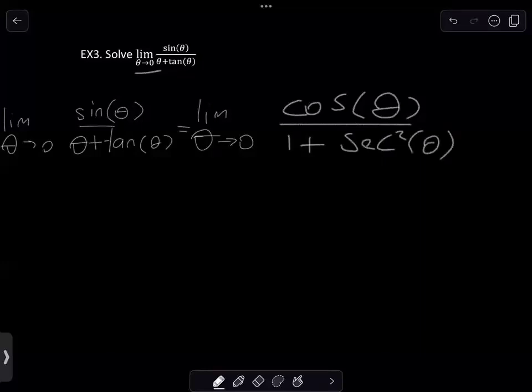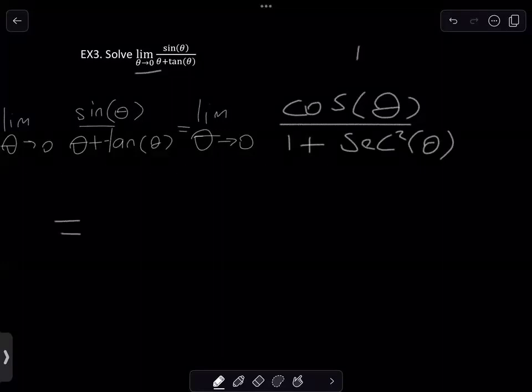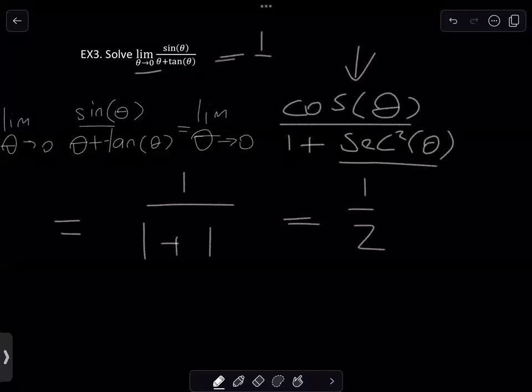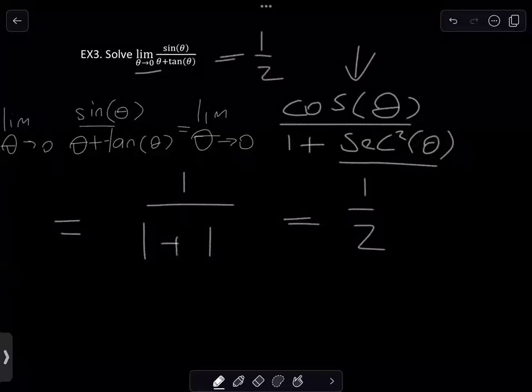And now we are going to try and see if direct substitution works. Okay, so if I substitute 0 in the numerator, I'll get cosine of 0. That's going to be 1. Okay, and then I'm going to have 1 plus secant squared of 0. Okay, take a minute, try and figure out what that is. It is also going to be 1. Okay, so this entire answer is going to be 1 over 2. Right? And that's how you handle this example.